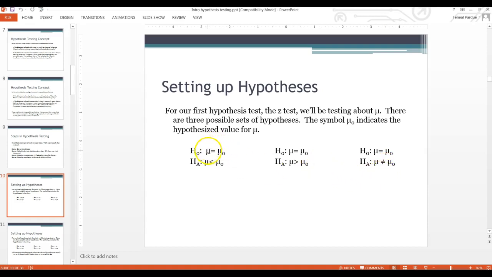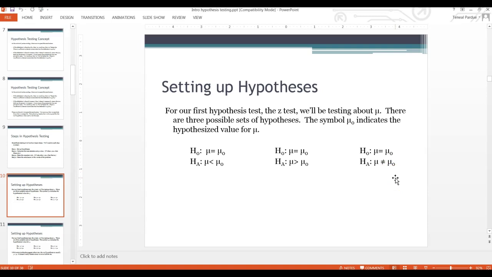Now it may seem a little odd to you that the opposite of less than is not greater than or equal to. In reality, it doesn't matter anyway because we're never concluding H naught. And it's not incorrect to write greater than or equal to or less than or equal to for your null hypothesis, but that's just the way we normally write it. I'll explain that a little more in a bit. But right now, we've got 3 possible sets of hypotheses.